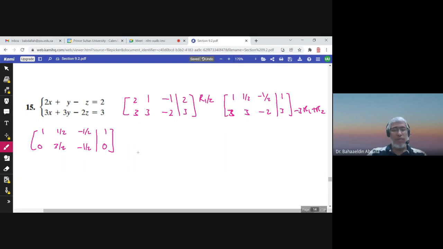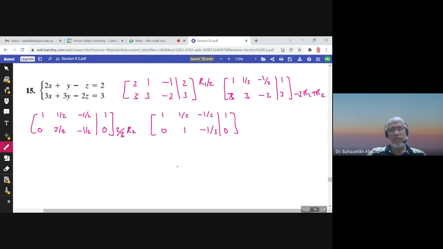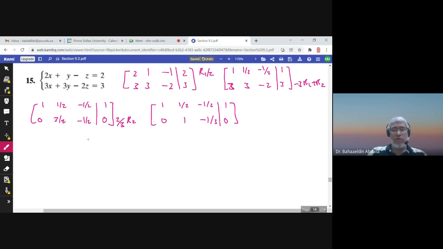All right. Now I need 3 over 2 to be 1. How to make 3 over 2 1? Multiply by 2 over 3. When you multiply 2 over 3 times 3 over 2, you get 1. So this is 1. Negative half times 2 over 3 is negative 1 over 3, and this is 0. So now finished. I cannot do anything more using Gaussian elimination.